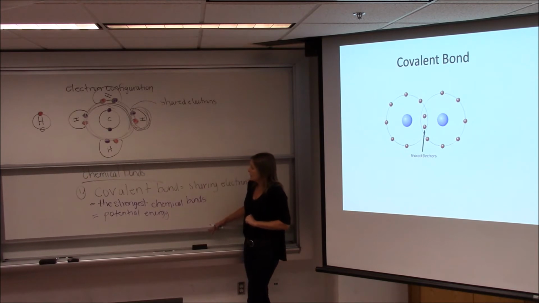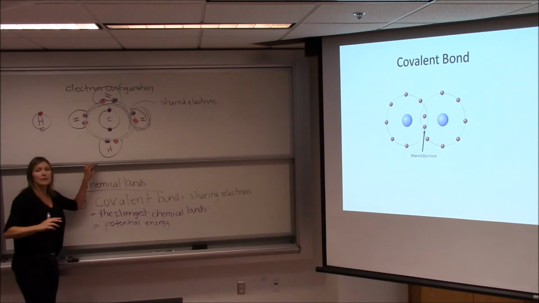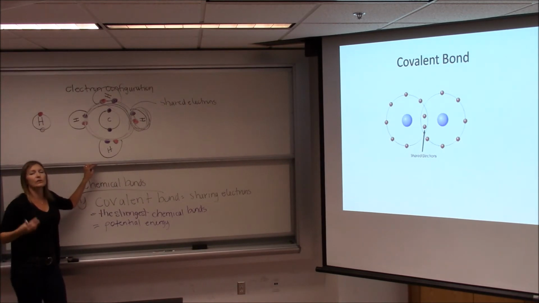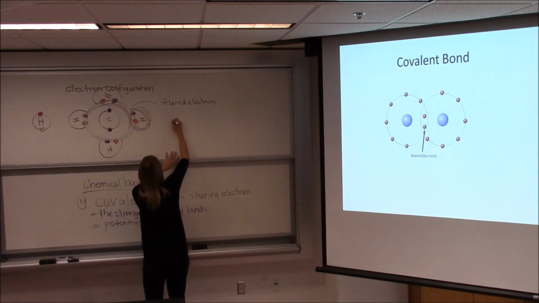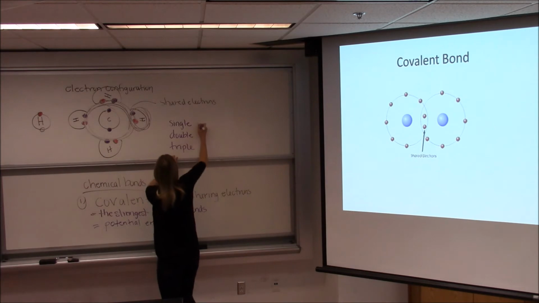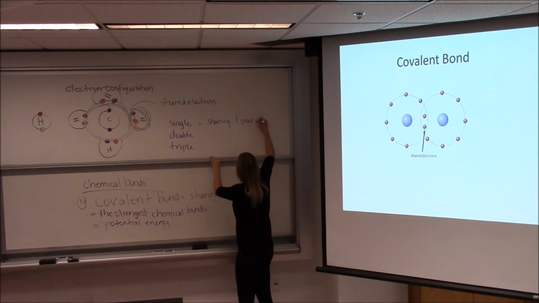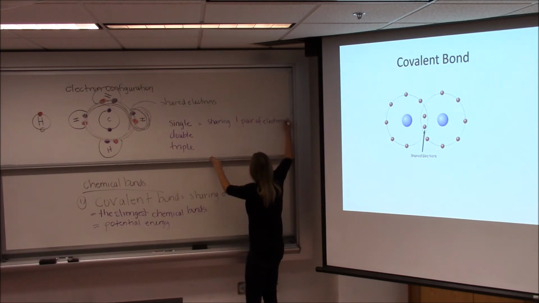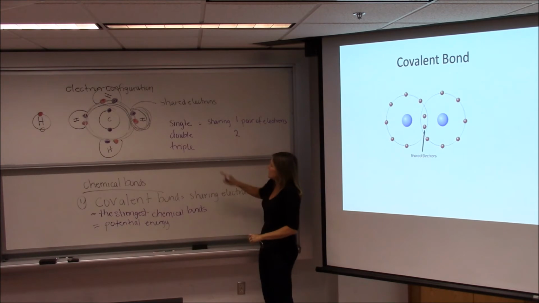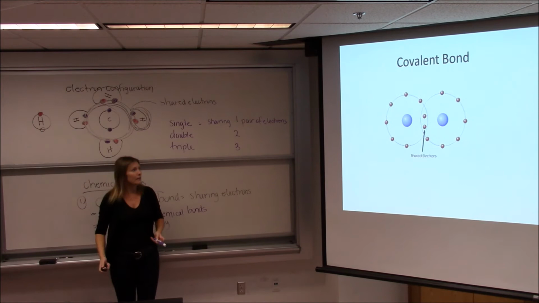Okay, sharing electrons. Two atoms can share one pair of electrons. Sometimes atoms can share 2 pairs of electrons or even 3 pairs of electrons with another atom. So in the world of covalent bonds, we actually have single, double, and triple covalent bonds. So single is sharing 1 pair of electrons. And as you can guess, double is sharing 2 pairs, and triple is sharing 3 pairs of electrons.